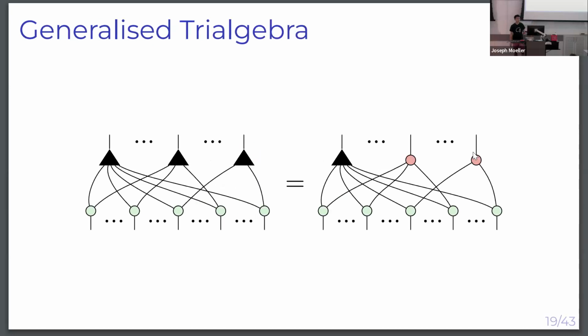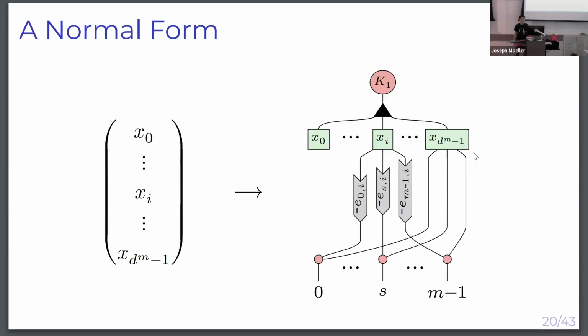And the trialgebra rule generalizes to multiple spiders. So if you had a normal kind of bialgebra setup where everything is connected to everything in this kind of way, you can replace all but one of these W spiders with an X spider, for the reasons I already explained. And when you put everything together, you have a normal form.